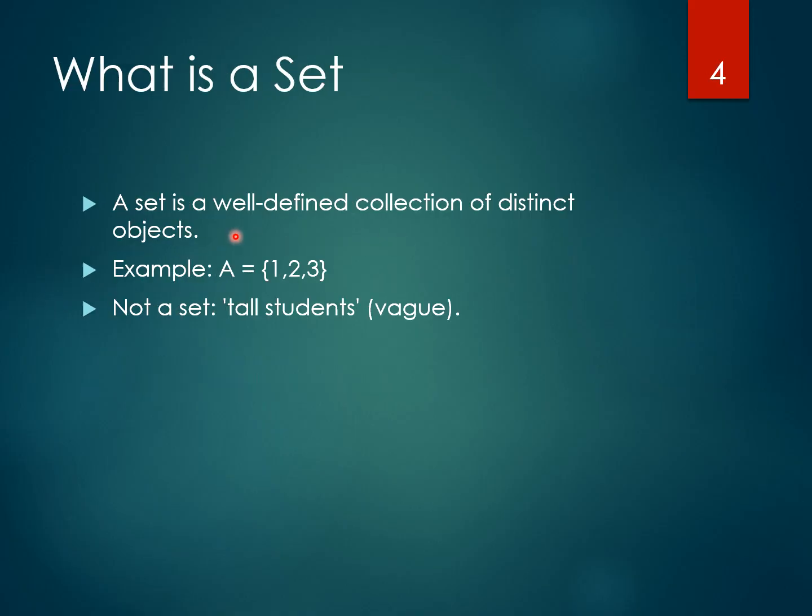So what is a set? A well-defined collection of distinct objects is called a set. For example, E is equal to {1, 2, 3}. This is a proper set because it is clear. But if I say tall students, this is vague, because who is tall may vary from person to person. So remember, clarity and uniqueness are important in a set.